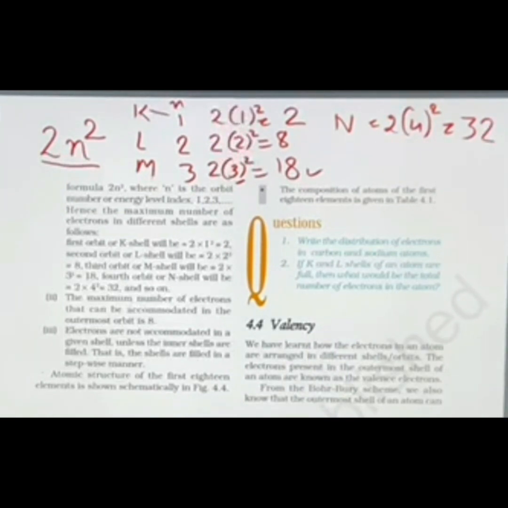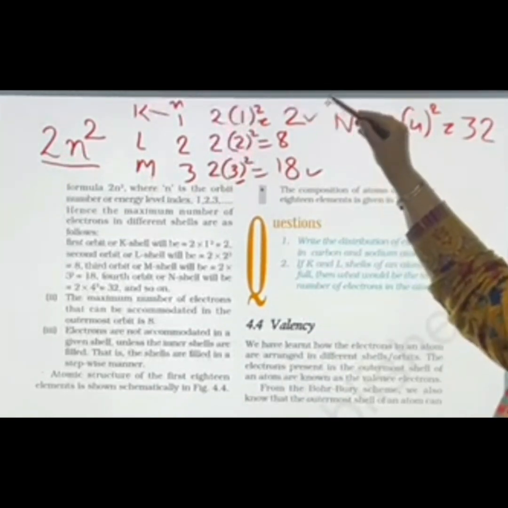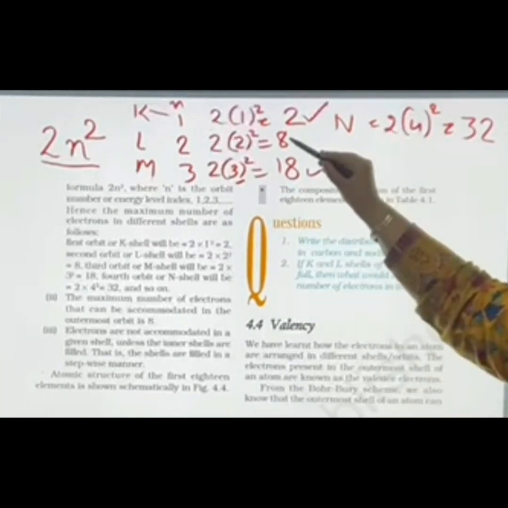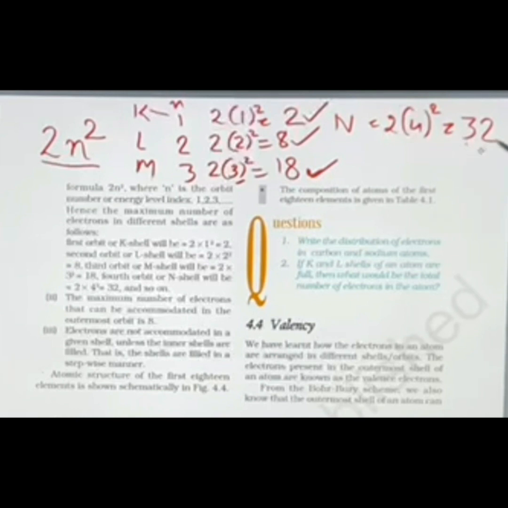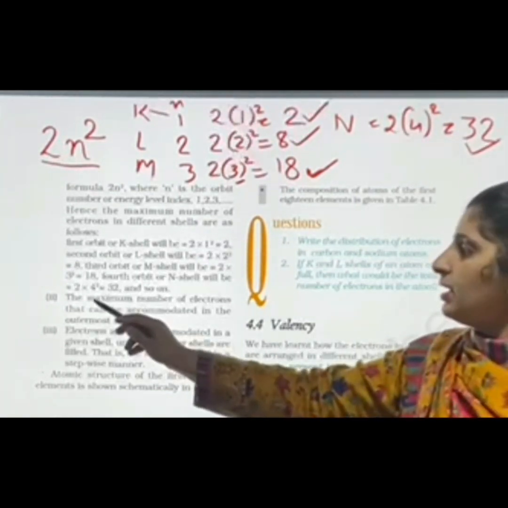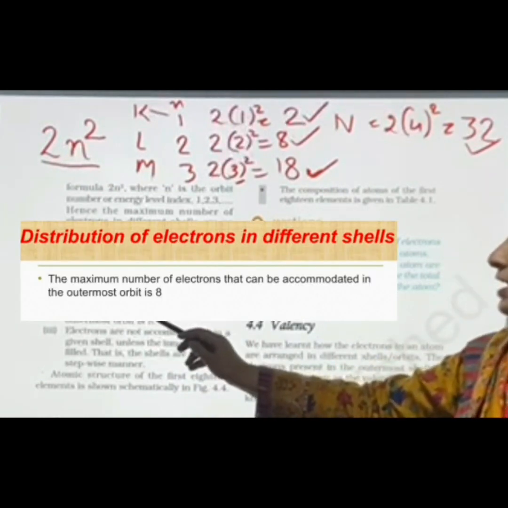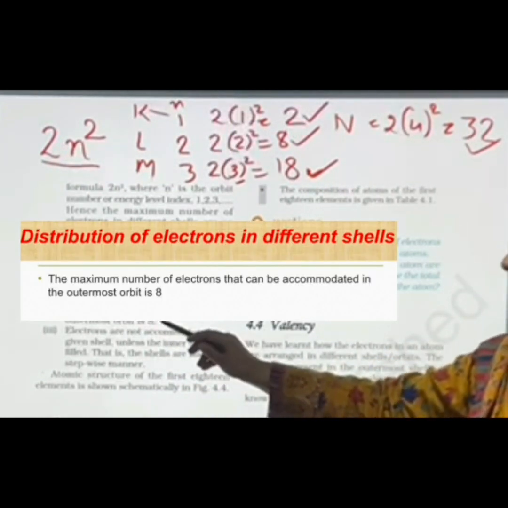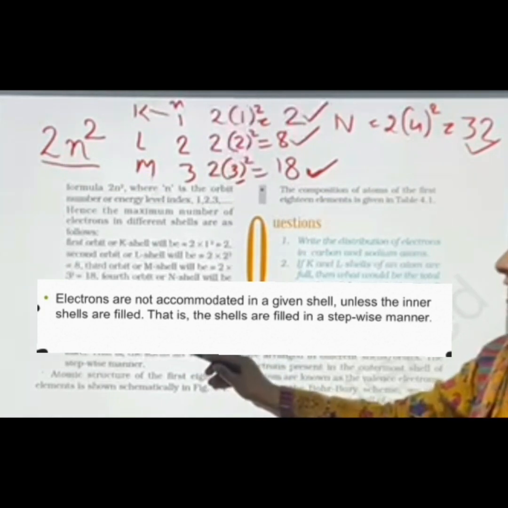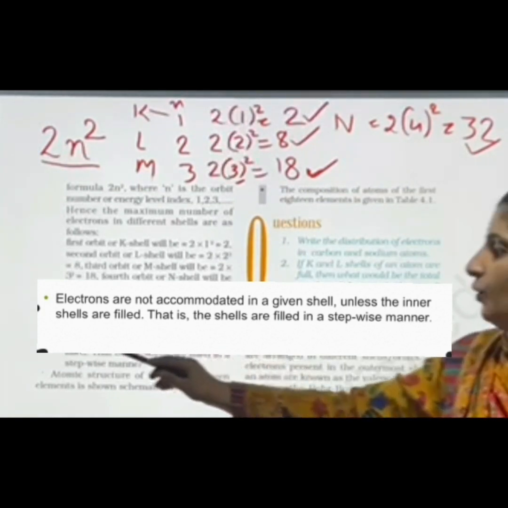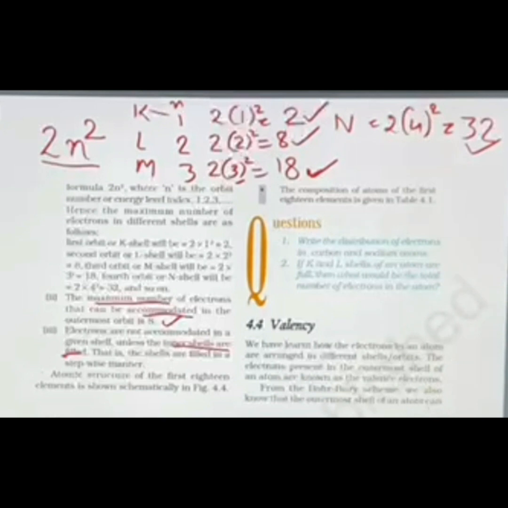So we can say that in the K shell a maximum of 2 electrons can be accommodated, in the L shell 8 electrons, in the M shell 18, and in the N shell a maximum of 32 electrons. Now the second rule is that the maximum number of electrons that can be accommodated in the outermost shell is 8. Third, electrons are not accommodated in a given shell unless the inner shells are completely filled. First we have to fill the inner shell, then we will reach the outermost shells.